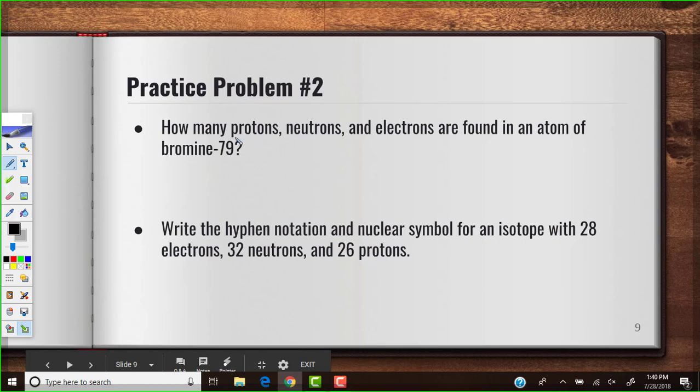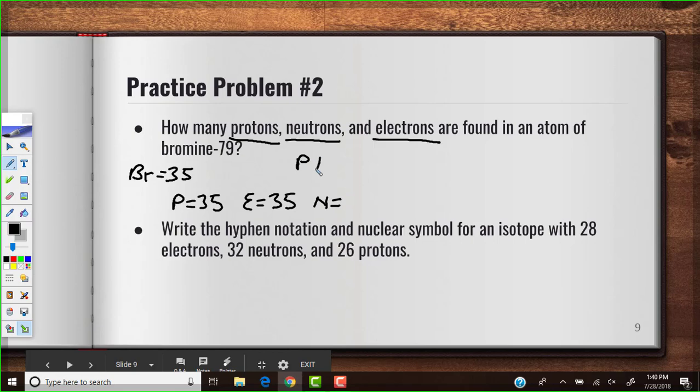So let's see here. We were looking for protons, neutrons, and electrons, and we're given bromine-79. Well, we know that bromine, if we look at the periodic table, is number 35. So we can say that it has 35 protons. I see no indication here of an ion, meaning that the electrons do not differ, so the number of electrons will be 35.